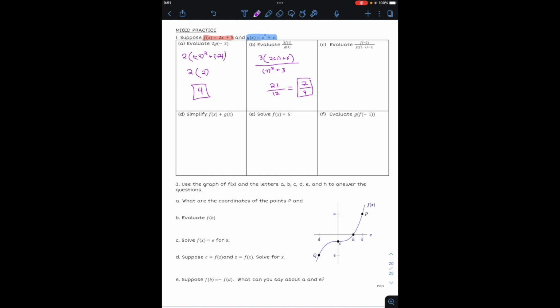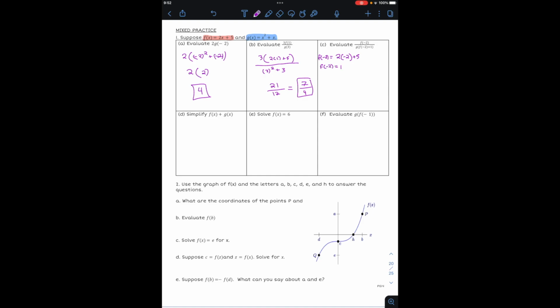f of negative 2 over f of negative 2 plus 1, and then take g of that. So g of f of negative 2 plus 1. Well, this one let's just do bit by bit. So first of all, f of negative 2, 2 times negative 2 plus 5. And so that's going to be equal to negative 4 plus 5 is 1.